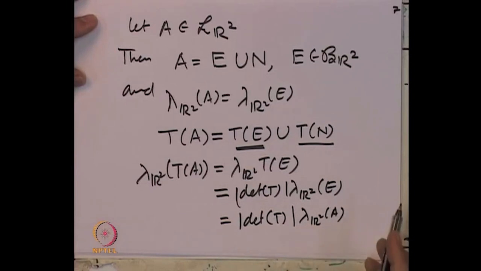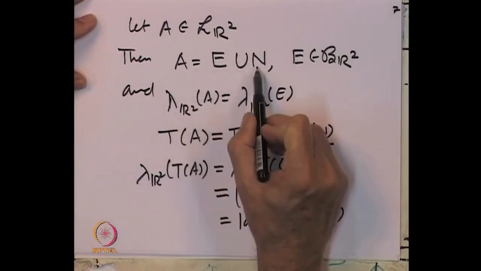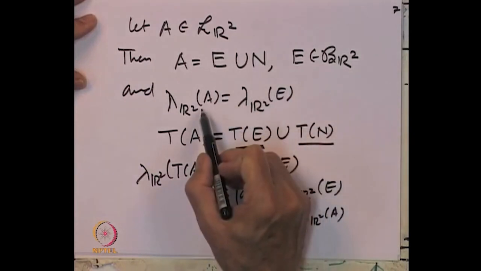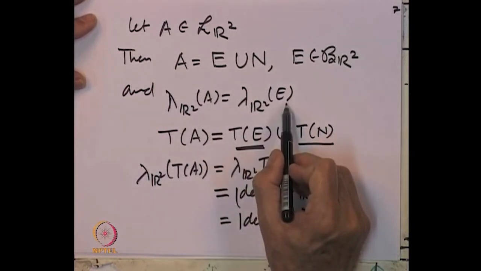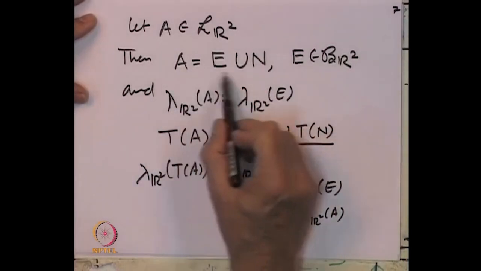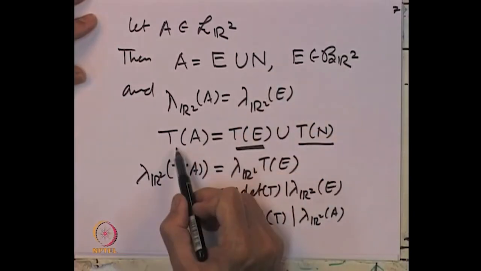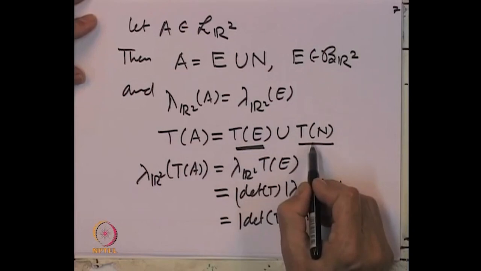So, we have used the fact that if A is a Lebesgue measurable set, then A can be written as E union N, where E is a Borel set and N is a null set. That means the Lebesgue measure on R 2 of the set A is the same as the Lebesgue measure of the Borel component of it, that is, of E. So, now, if I apply the transformation T to it and say T is non-singular, then T of A will be equal to T of E union T of N.